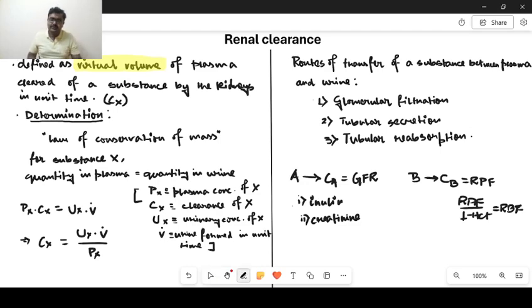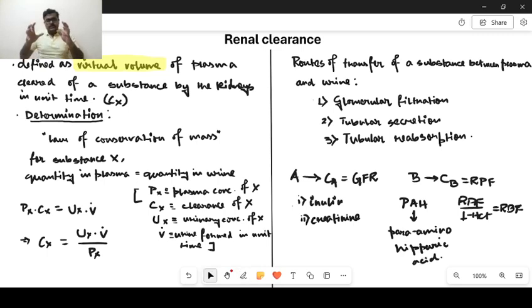One such substance used to measure the renal plasma flow, that is, filtered and secreted but not reabsorbed, is called PAH, which stands for para-aminohippuric acid. So this is how we can utilize the concept of clearance to measure clinically significant renal parameters.